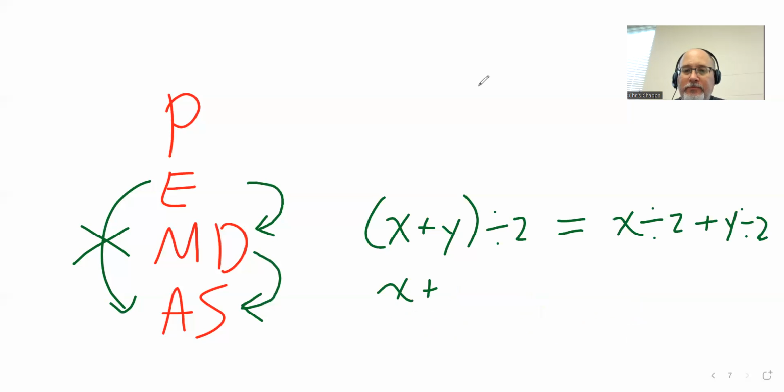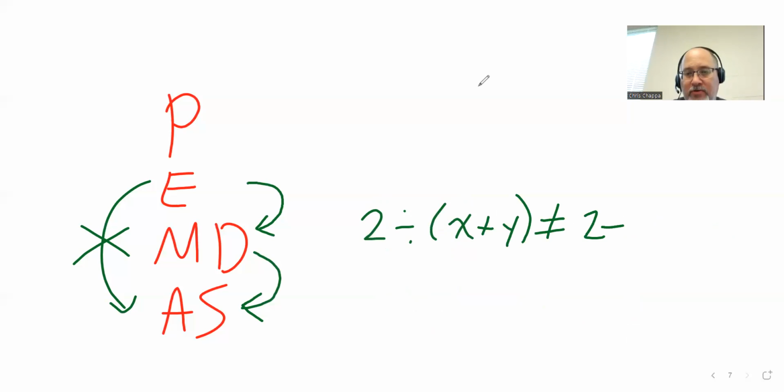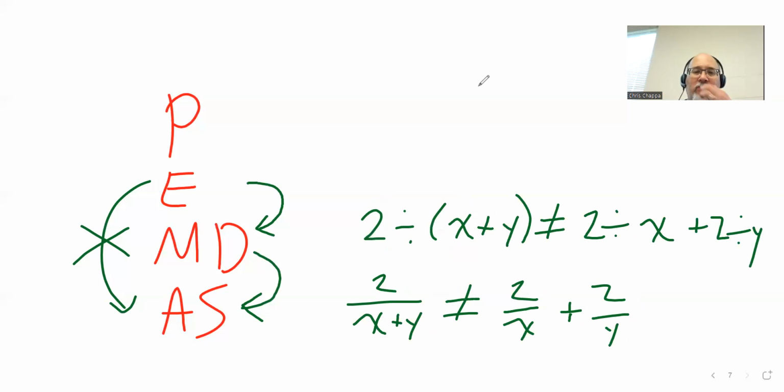However, it doesn't work the other way around. In other words, if you have 2 divided by an addition problem, you cannot distribute like that. The reason is, 2 over x plus y cannot be split into 2 over x plus 2 over y. That's not how you add fractions. So the distribution of division across addition or subtraction hinges on the rules for fractions. So sometimes you can and sometimes you can't.